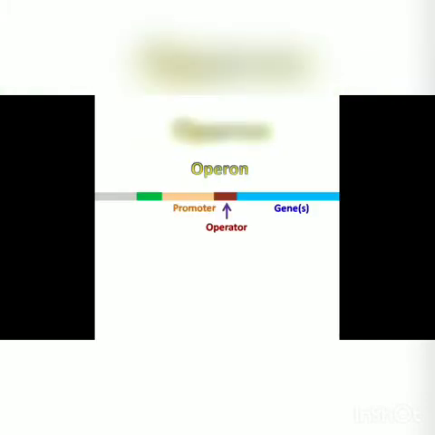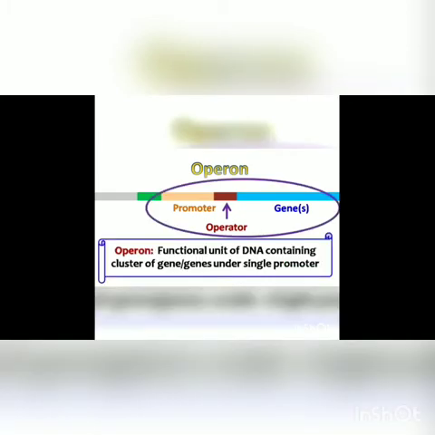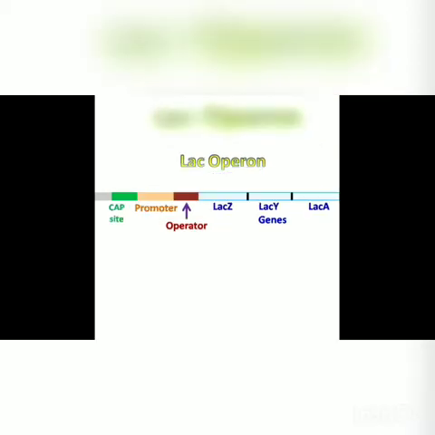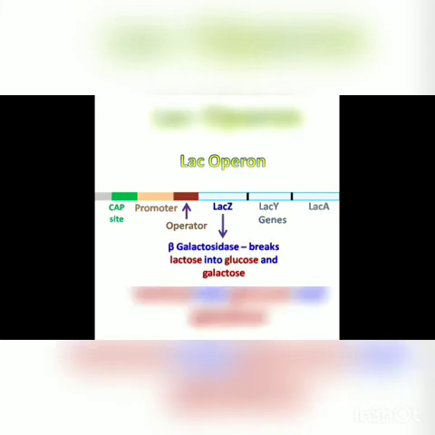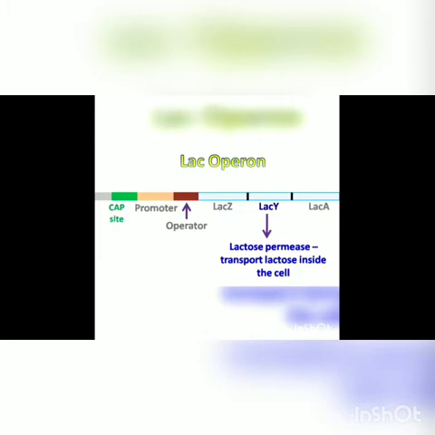Now let's talk about the lac operon. An operon is a functional unit of DNA containing a cluster of genes under a single promoter. This lac operon has three structural genes, namely lacZ, lacY and lacA. The lacZ gene codes for beta-galactosidase, which breaks lactose into glucose and galactose. The lacY gene codes for lactose permease, which transports lactose inside the cell.